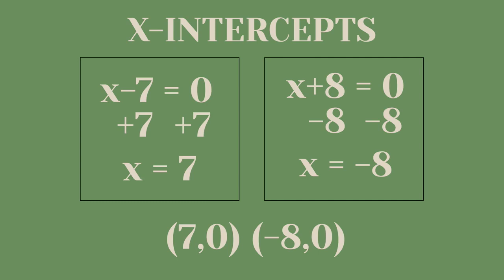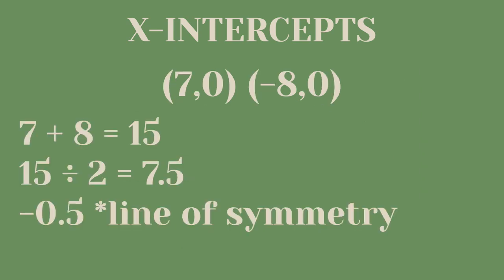So now that we have our x-intercepts, we're going to find the amount of distance that is between them. And that happens to be 15 units because positive 7 is 7 units away from 0, and negative 8 is 8 units away from 0. So in total, plus the 7 units to the right and the 8 units to the left, we get a total of 15 units.